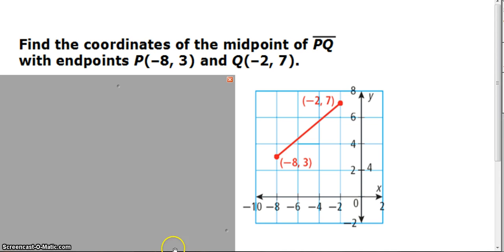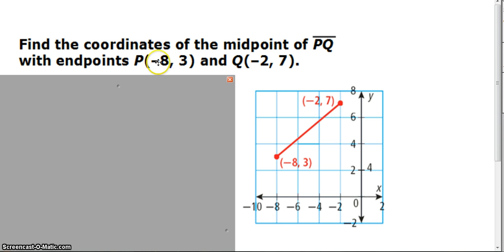So here we have this red segment, and it is, I guess, segment PQ, although I don't see P and Q labeled in the picture. But given that P is at -8, 3, it looks like this lower, further left point is point P, and Q is at -2 and +7 in the y. So we have the values. See if you can find the midpoint. Be sure you pause the video to give it a try. Now we'll walk through it.